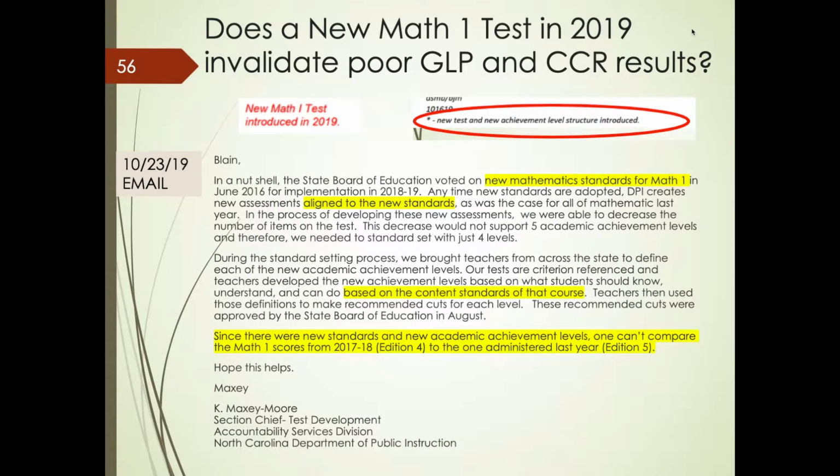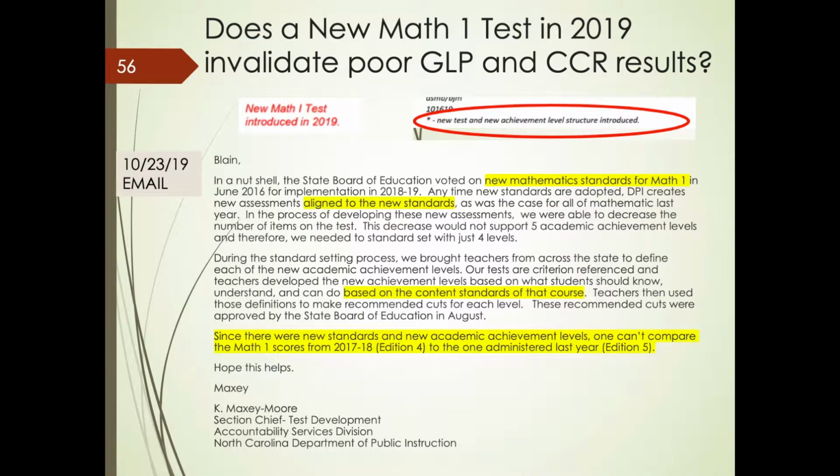If you recall all the little footnotes that we were seeing along the way that said there's a new Math 1 test, and there's a new test, a new achievement structure introduced. I got that clarified. I sent an email to the state, to Maxie Moore, and she wrote back and gave me this letter, which basically said you can ignore any of these test scores for 2019 for Math 1. Why? Because there are new standards for Math 1, and the new test aligned to the new standards. And because of that, the standards have driven changes into the test, and you can't compare the test of Math 1 from 2018, which is edition 4, to the one that was administered last year, which is edition 5.